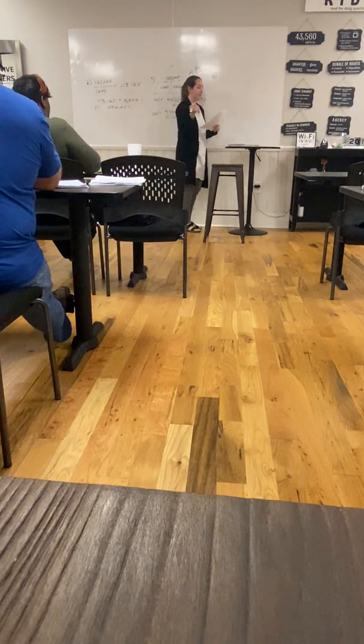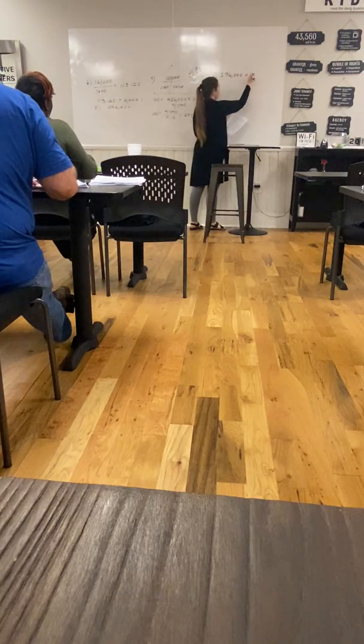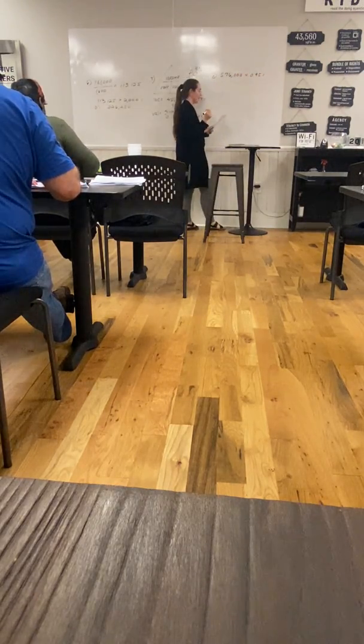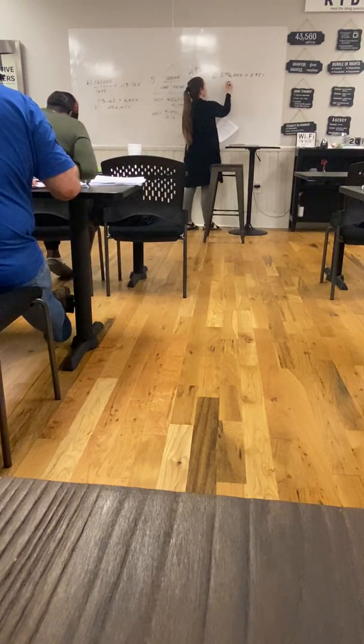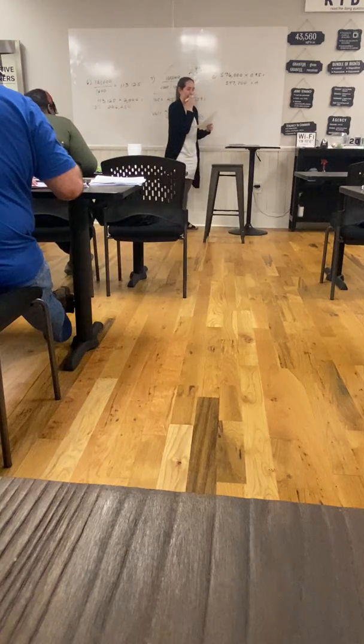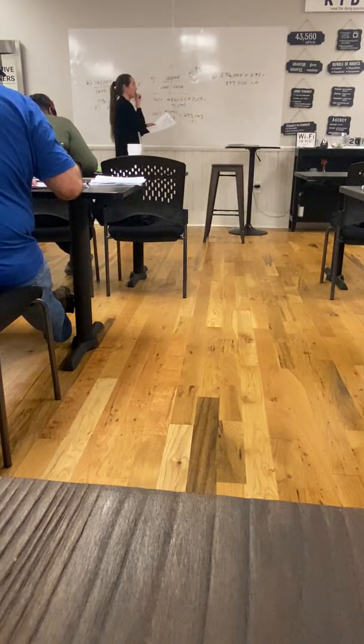So I have a property that's 576. I'm getting a 95% loan, so 0.95 or 95% gives me 547.2 as my loan amount. So that's how much I'm going to borrow, because I put the other 5% down.